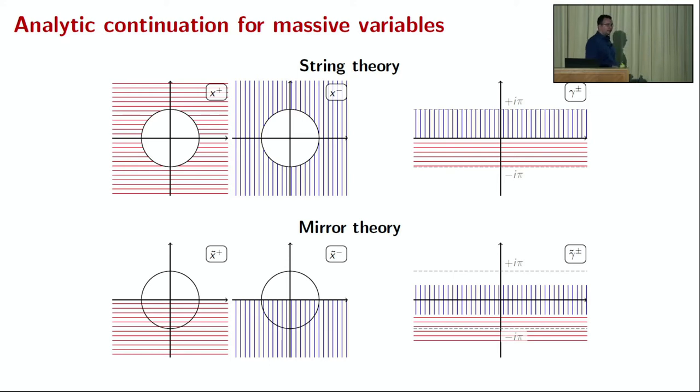Just one reminder, what it means to be real is a different thing in the string theory and in the mirror theory. In the string theory, reality is x plus conjugated to x minus. You see immediately from this picture that that cannot be the case in the mirror theory. In fact, x tilde plus should be equal to 1 over x tilde minus. And also here we had gamma plus conjugated to gamma minus. Here we have that gamma plus should be conjugated to gamma minus up to a shift of i pi. So the reality conditions are different, as they very well should be.